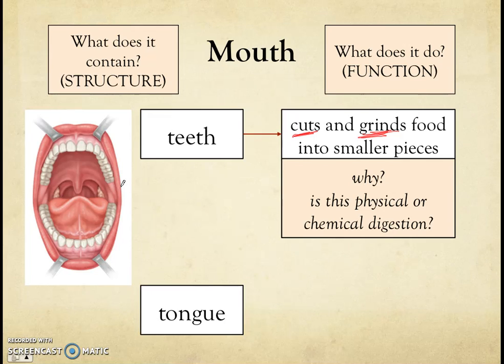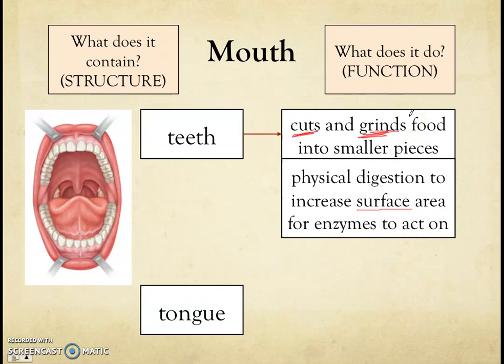Now, is this physical or chemical digestion? And why do we grind the food up into smaller pieces? What's the point? Take note, this is about making bigger pieces into smaller pieces. So it is a form of physical digestion. The main reason for physical digestion is to increase the surface area for enzymes to act on. This is what I talked about last week when we saw the pizza. Remember the pizza being broken up into many pieces. So physical digestion increases surface area for enzymes to act on.